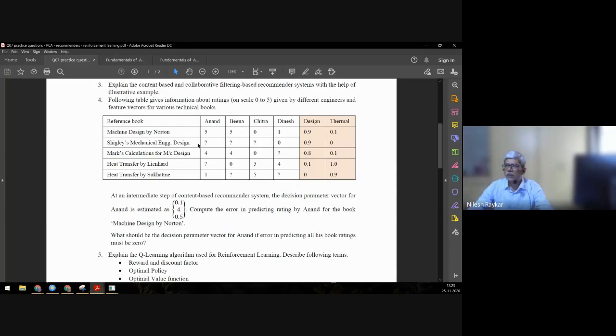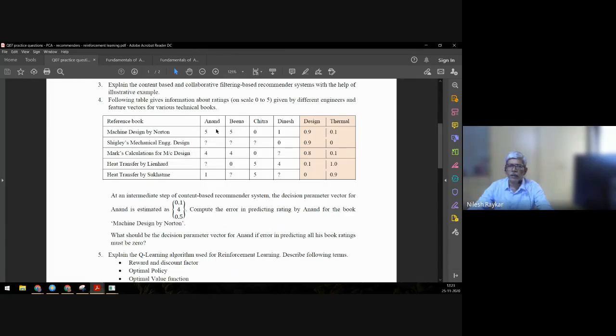The following table gives the grid with the books and users, and the feature vectors are given. At an intermediate step, the decision parameter vector, or the user parameter vector, for one of the users, Anand, is given here. You have to compute the error in predicting the rating by Anand for the book Machine Design by Norton. Machine Design by Norton is already rated by Anand as 5. We want to see what value of rating is predicted by this particular model.